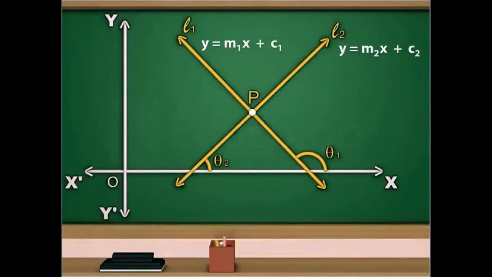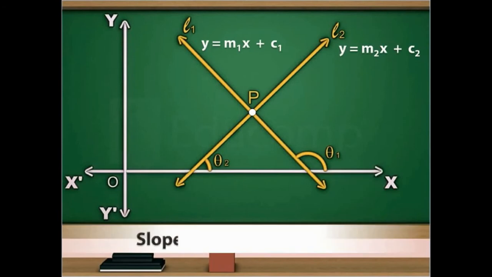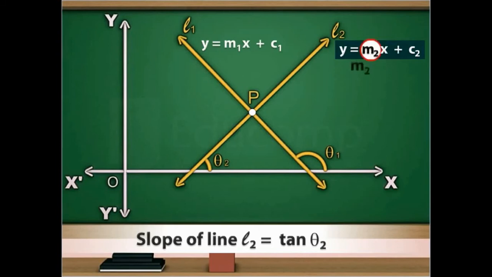Similarly, since L2 makes an angle θ2 with a positive x-axis, its slope is equal to tan θ2. Also, according to the equation of the line L2, slope of the line L2 is m2. This implies that m2 is equal to tan θ2.